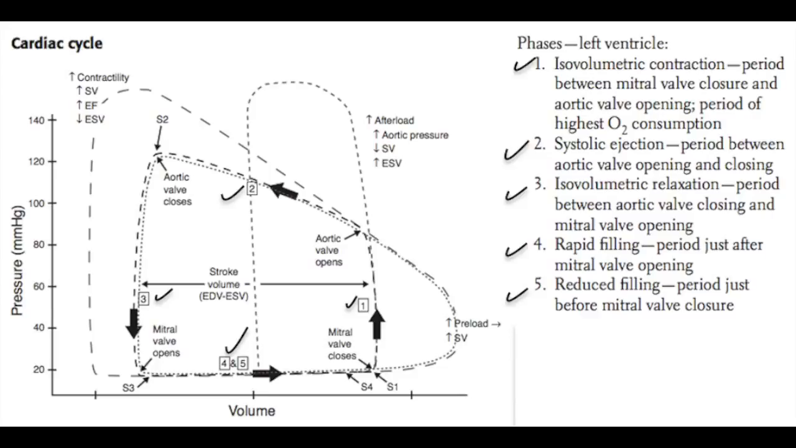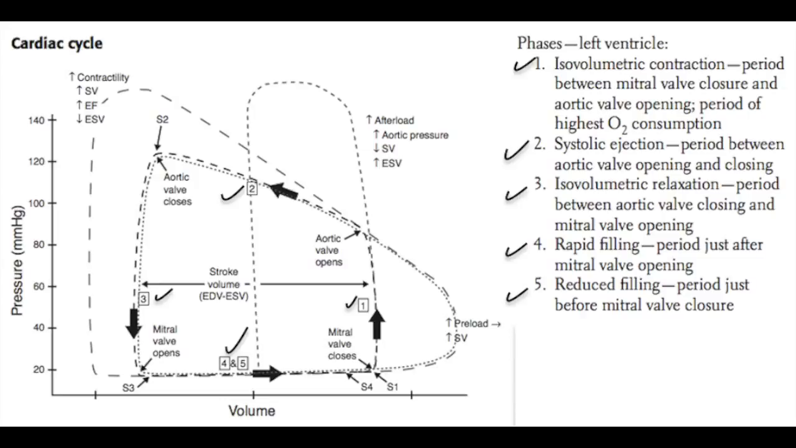The next phase, phase 2, which you can see at the top of the pressure volume loop, is the systolic ejection phase. And this is the period between the aortic valve opening and the aortic valve closing. The ejection phase occurs after the pressure in the left ventricle exceeds the pressure in the aorta. The next phase, or phase 3, which is at the left side of the diagram, is isovolumetric relaxation, and this occurs between aortic valve closing and mitral valve opening. This is also a relatively short phase.